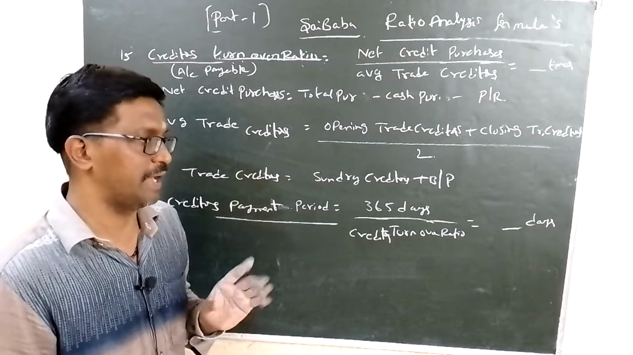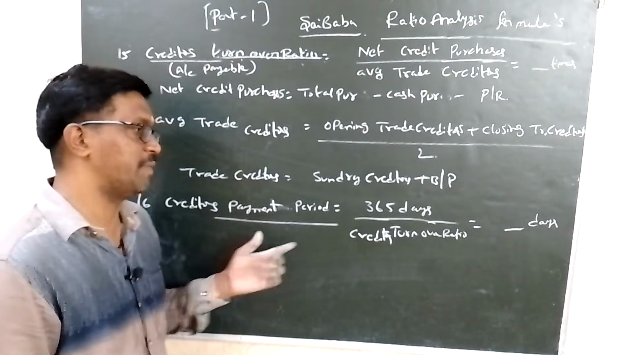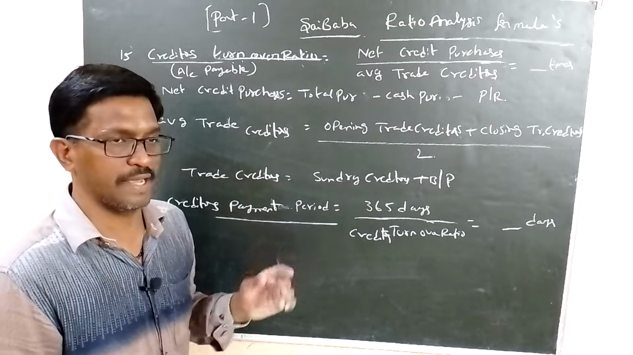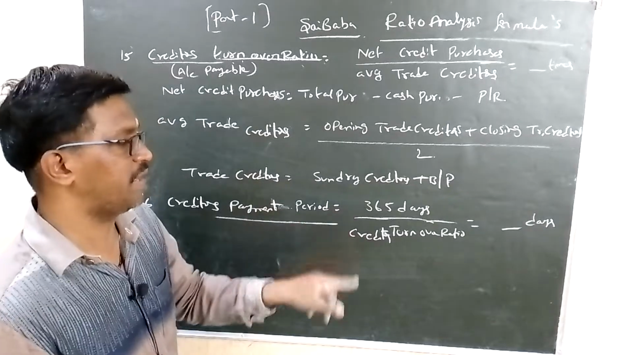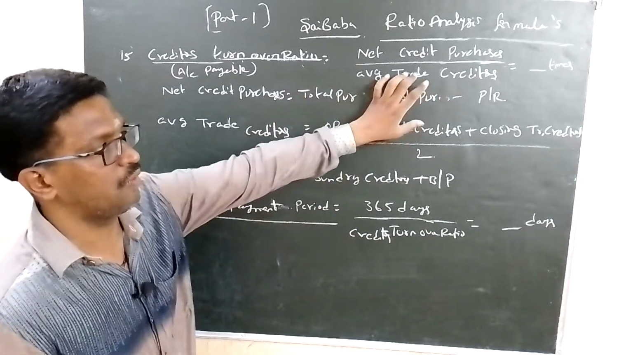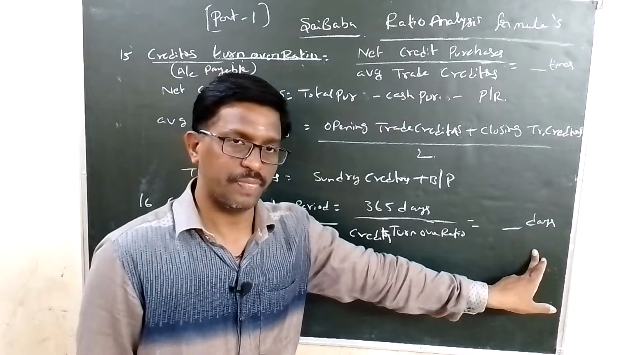Okay. Next, creditors payment period. Creditors payment period means how many days are taken as lag for payment to the creditors. It is 365 days by creditors turnover times, expressed in days. Okay. Next formula.